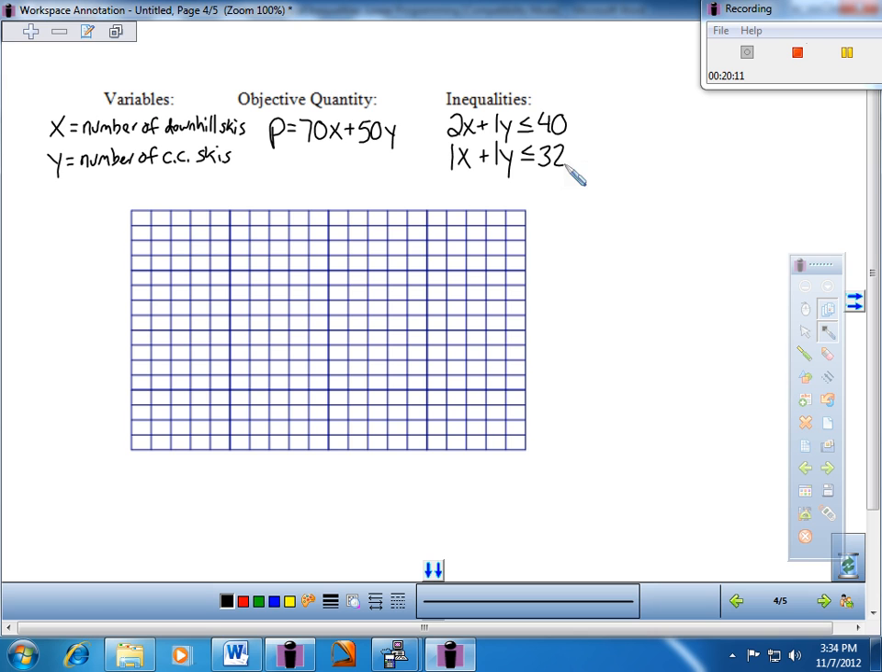I would play this out, just understanding this piece. I told you this comes up. We do know, of course, that the number of downhill skis that you produce can't be negative. So x has to be greater than or equal to 0. And same premise here, the number of cross-country skis certainly can't be negative either. So what that'll do is limit us nicely to the first quadrant.